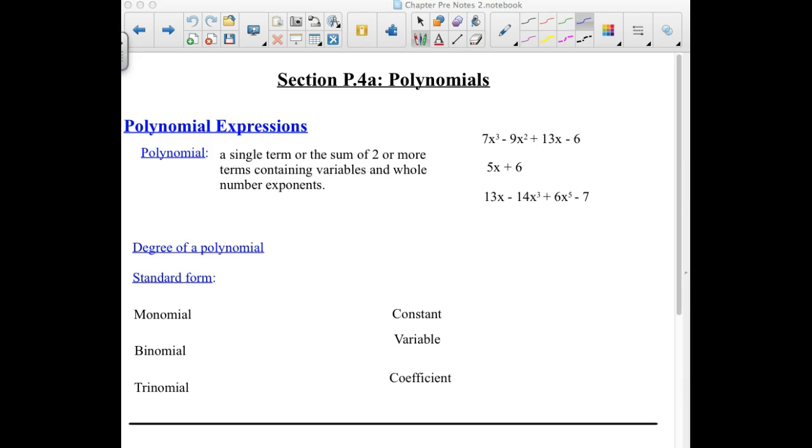So we have several examples over here. Remember that your plus and minus sign separates your terms. So in this case, that's one term, that's a second one, a third one, and a fourth one.